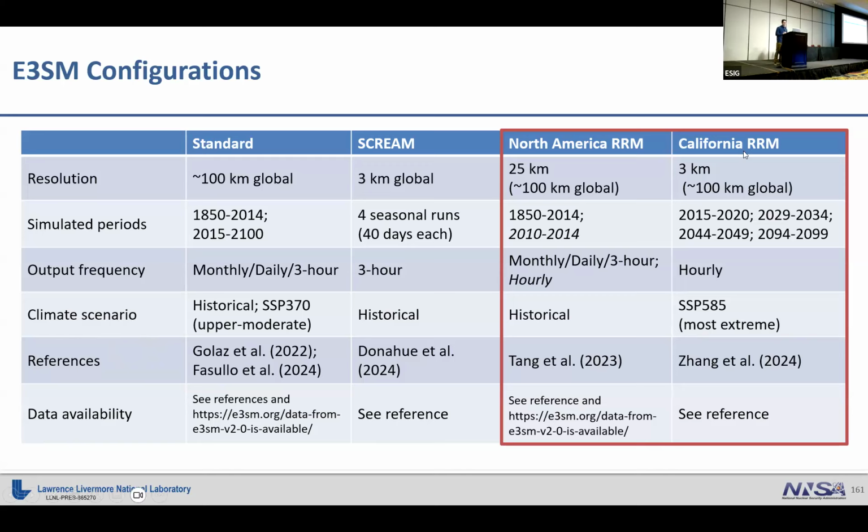The California regionally refined model was run for a tangential project to mine, specifically for climate resilience applications. So it was run in these 5-year periods spanning roughly the present day to the end of century. And all of that data is hourly output. The future scenarios use the most extreme emission scenario, that's the SSP 585. And this reference, Zhang et al., recently came out showing the details of that model and some preliminary analysis with it.